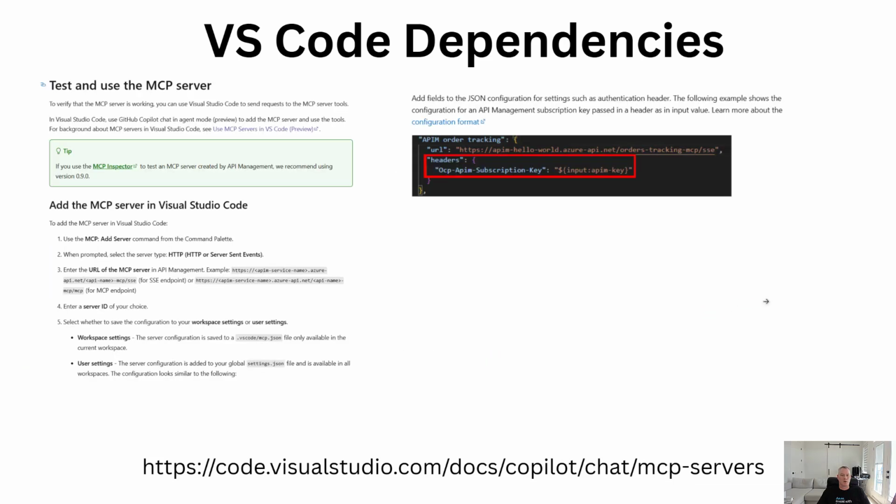Then the next thing we're going to need to do is, if you haven't enabled the API Management extension in VS Code, you're going to want to do that as well.